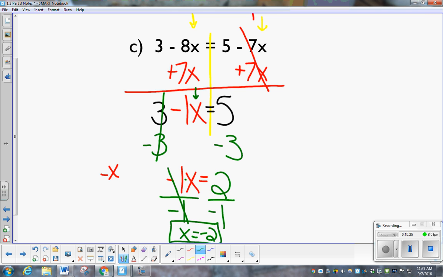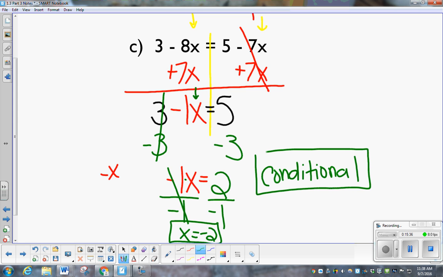What a nice answer. So this is a conditional statement, and our answer was x equals negative 2. We're saying this equation is sometimes true, on one condition: x has to be negative 2. So it's conditional, and x is negative 2. Those are the normal type of equations. Normal is in quotations. Those are normal types of equations because those are the kind we usually see.